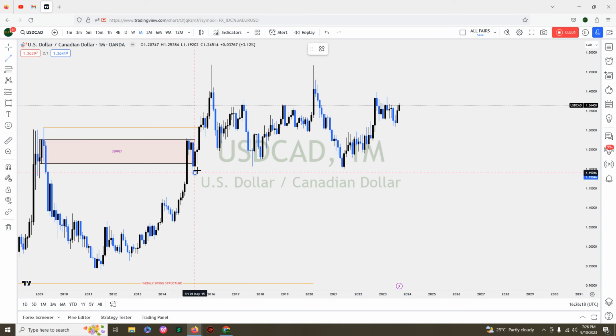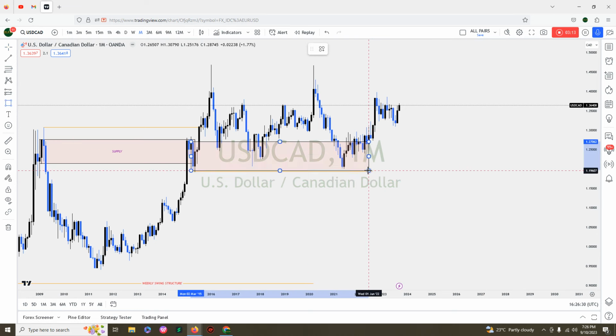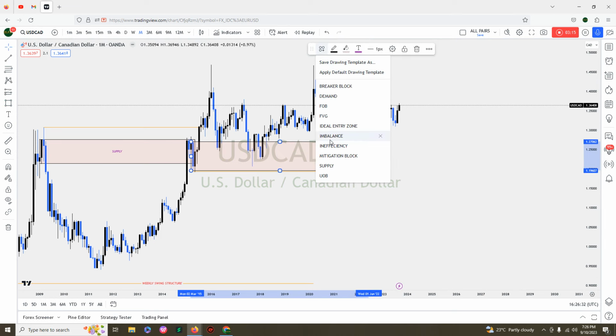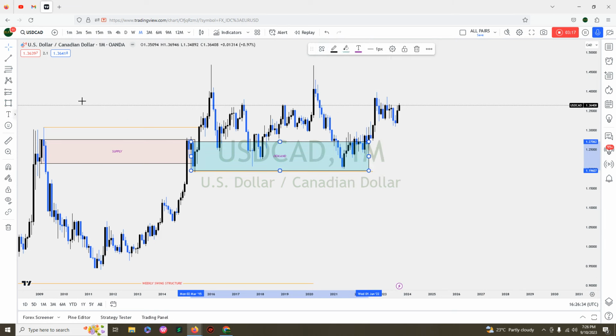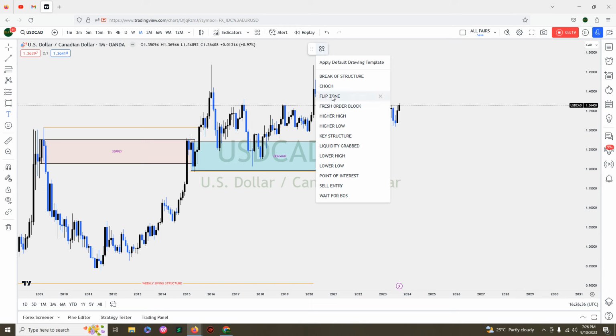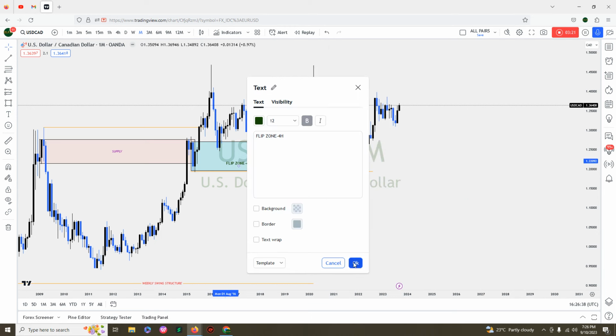So what that means is that this is the flip zone. This region here, right here, is the flip zone. If you want to confirm it's the flip zone, I want you to see that the market has never broken this region. So this becomes a demand zone and a flip zone at the same time. So, flip zone on the monthly. This is the monthly time frame.